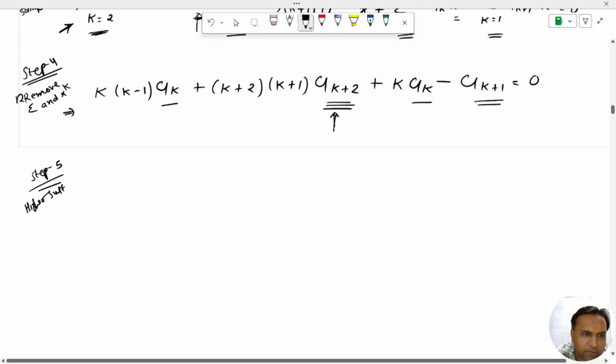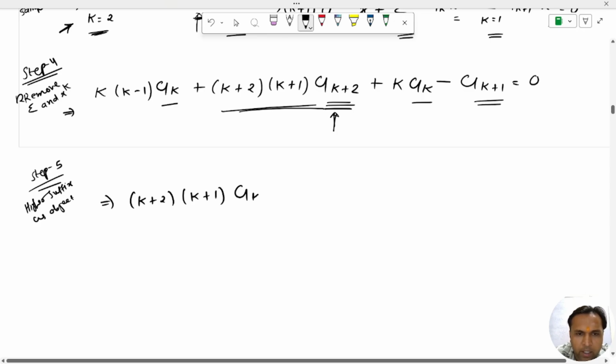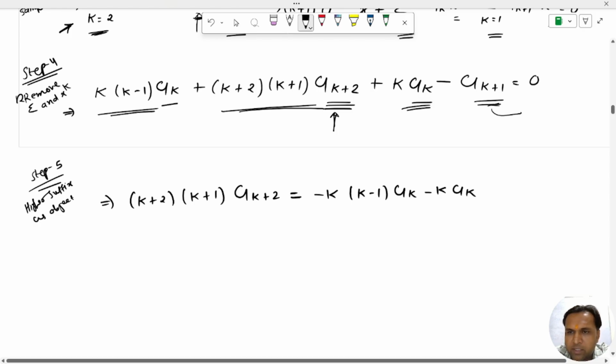Higher suffix as the object. Okay. So if I am taking this one, it's become k plus 2, k plus 1, a raised to k plus 2 this side, and take the remaining terms, change the side. So here this is plus, so it's become minus k, k minus 1, a k. Here this is plus, if I change the side, it's become minus k, a k, and here this is plus, if I change the sign, it's become a k plus 1.